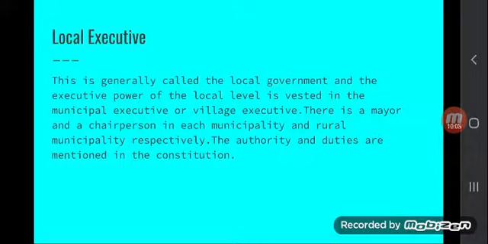Students, as you know, there is a prime minister in the federal executive at the head. There are chief ministers in the provincial executive, and there are mayors or chairpersons in the local executive at the head.